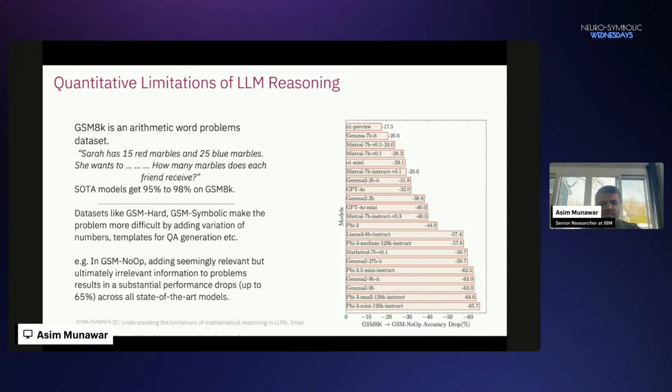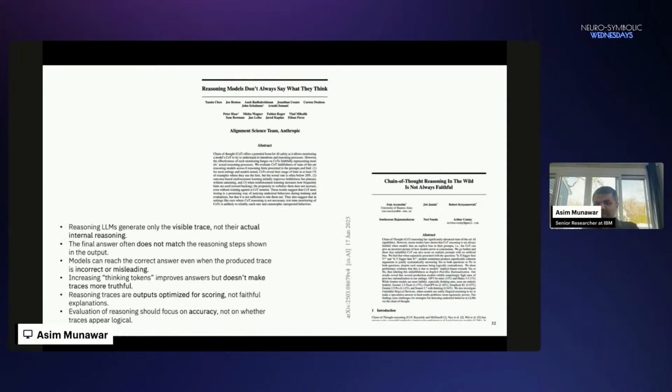But even if you look at the top O1 preview, O1 mini, those models still get affected by this no-op instruction. So it takes extra time, but it does not mean that it solves all the problem. And then there are these kinds of papers also: reasoning models don't always say what they think, and chain of thought reasoning in the wild is not always faithful.